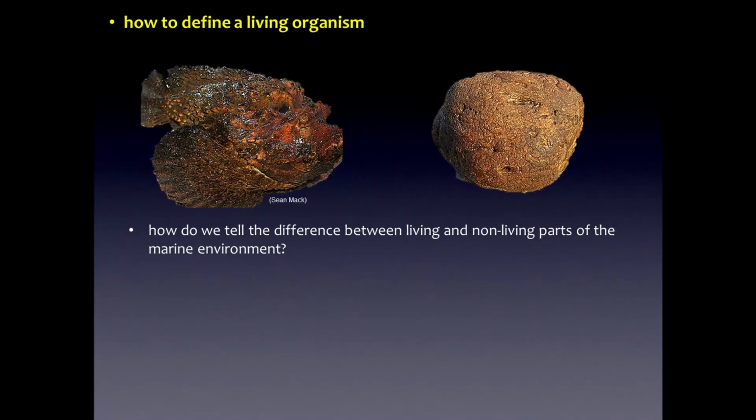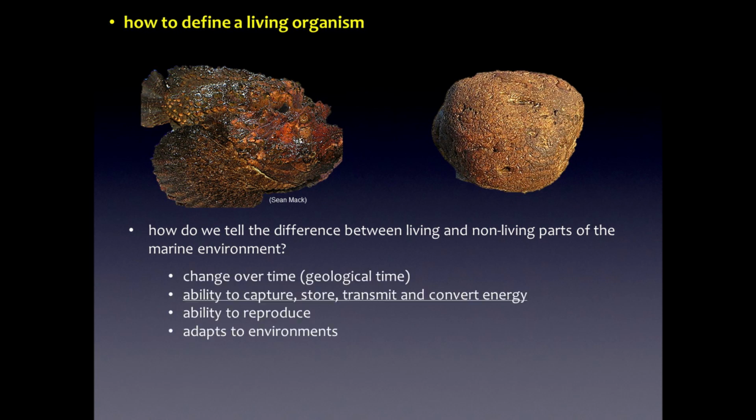Another thing that we have to consider when we talk about biological oceanography is how to define a living organism. How do we tell the difference between something that's living in an environment and something that's non-living in a marine environment? Here we have an example of a rockfish to the left and a rock to the right. With the exception of being able to pick out the fins on this fish and maybe guess where the eye and the mouth are, if you squint and look at it with blurry eyes, it's very difficult to pick out the differences between these two objects.